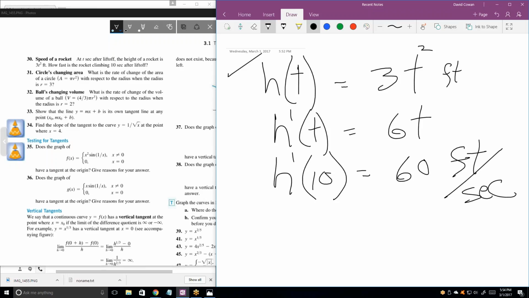All right. 60, and since it's a velocity, it's got to be feet per second, and it is positive, as it should be, because the rocket's going up. Correct. And this would tell you its speed at any time. I could say, well, what is its speed at 20 seconds? Well, it's 120 feet per second. What is its speed at 1 second? 6 feet per second. So once you come up with the velocity function, now you can tell its velocity at any point in time.